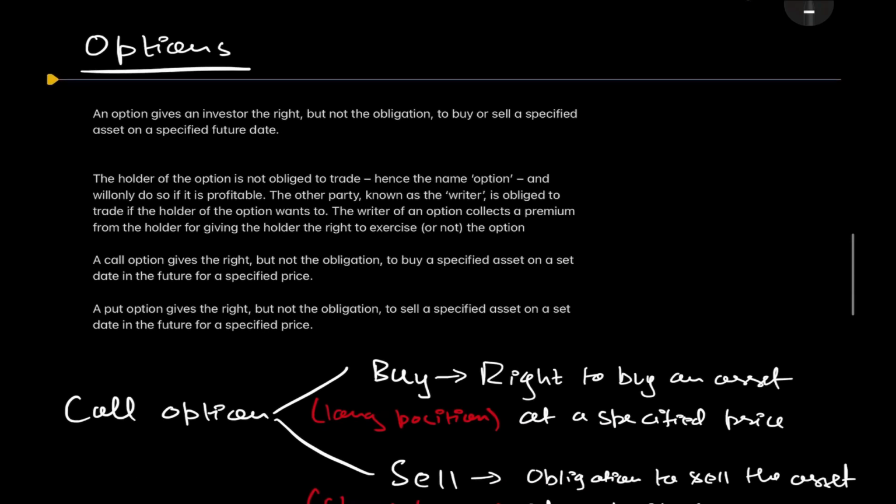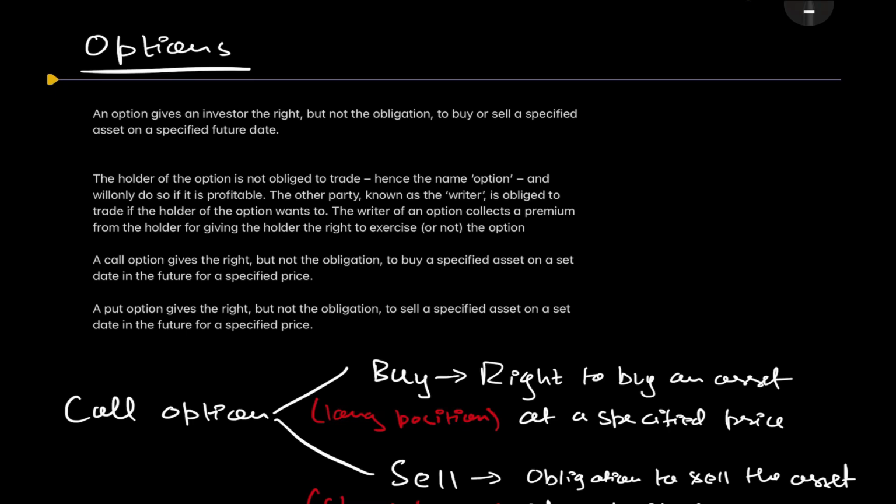So the holder of an option is not obliged to trade. There is no obligation. There is just a right to buy. If you feel it's not profitable for you, you won't buy, right? So it's quite an interesting derivative contract. Hence the name option, and the holder will only trade if it is profitable. The other party is known as the writer.